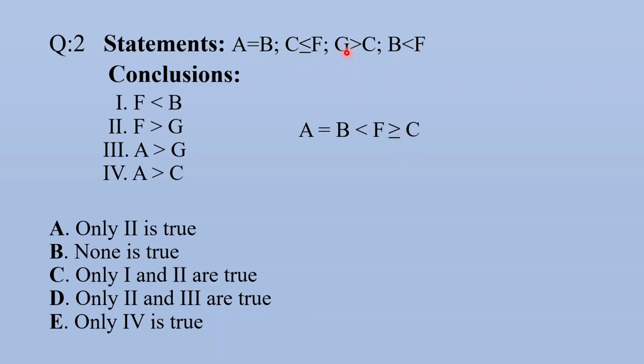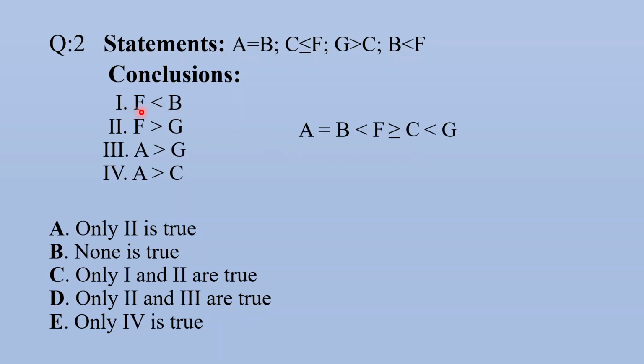Now you can see here that G is greater than C. Okay, so we will also write here G is greater than C. So this is the way. Now by doing this we have come to the question which we have solved just now, that is question number 1. By doing this we have actually simplified our question. Okay, now we'll just see the conclusions.